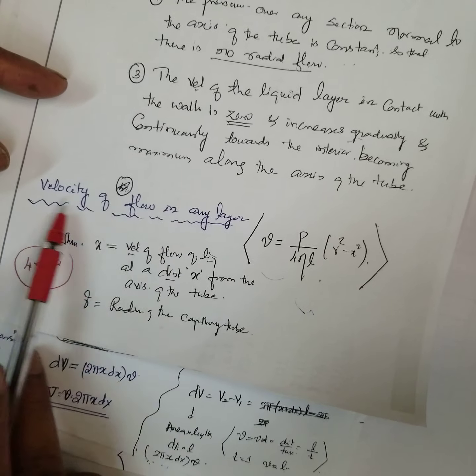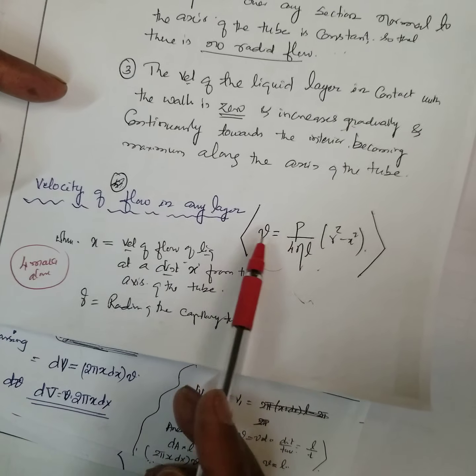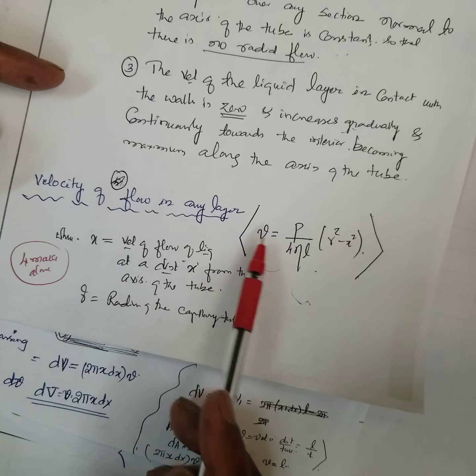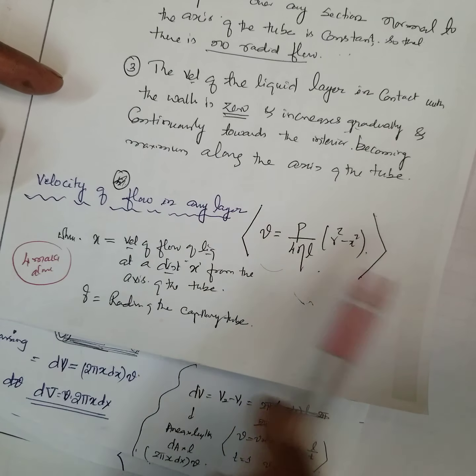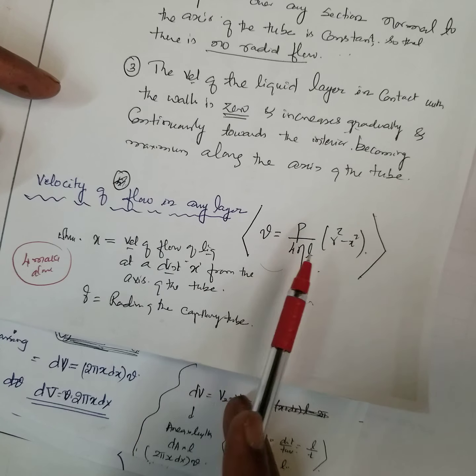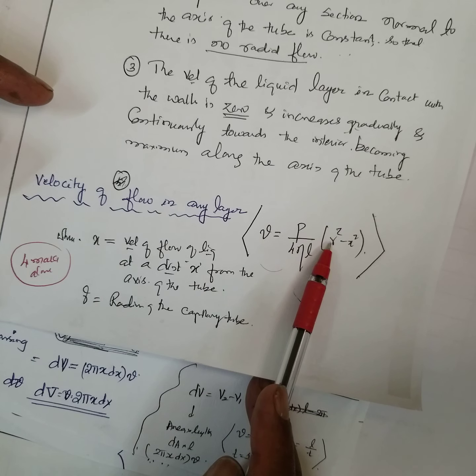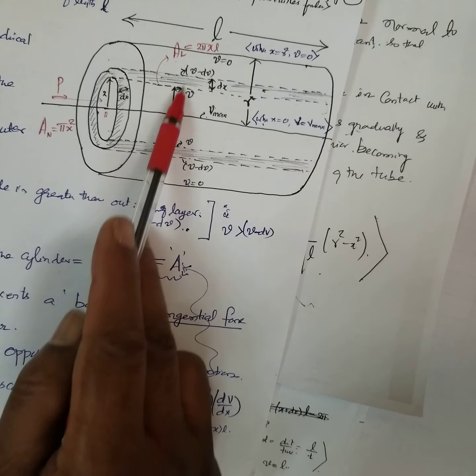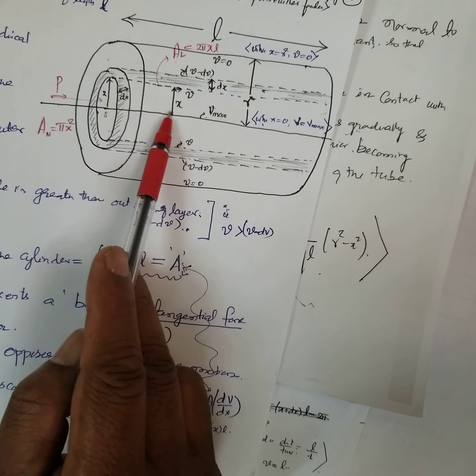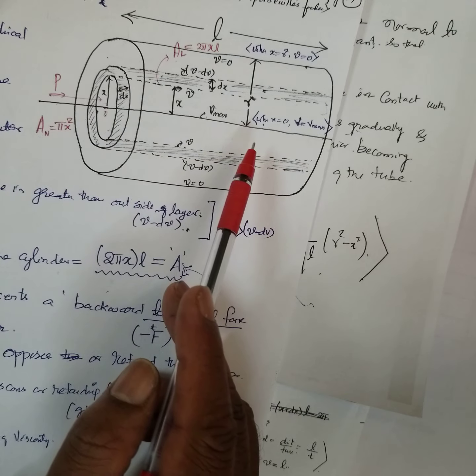They may ask you to calculate the velocity of flow. Then v is the velocity at any layer, P is the pressure difference between the ends of the tube, eta is the coefficient of viscosity, l is the length of the tube, r is the radius, and x is the distance of any layer from the axis of the tube.